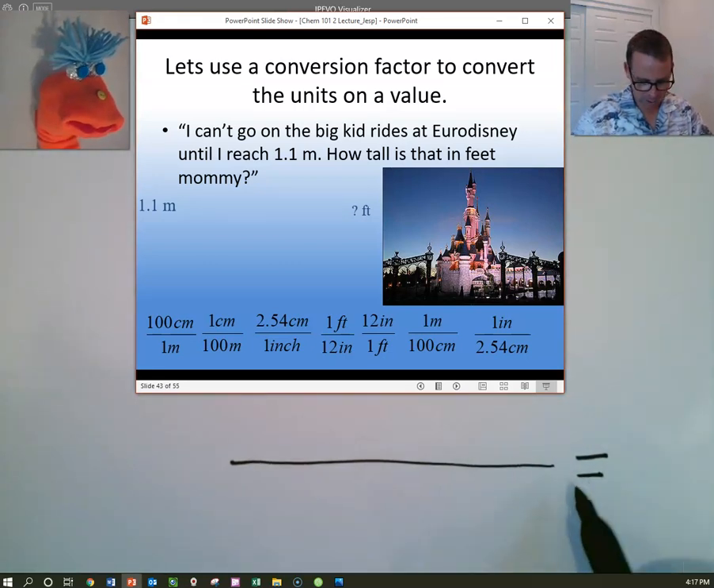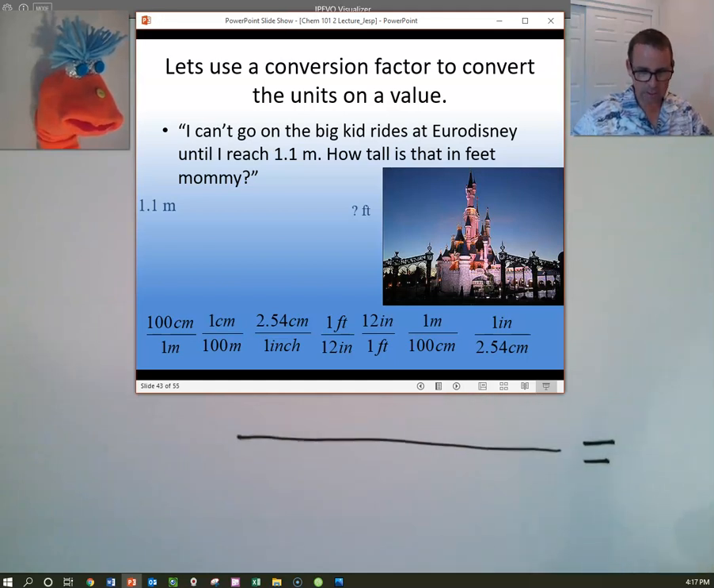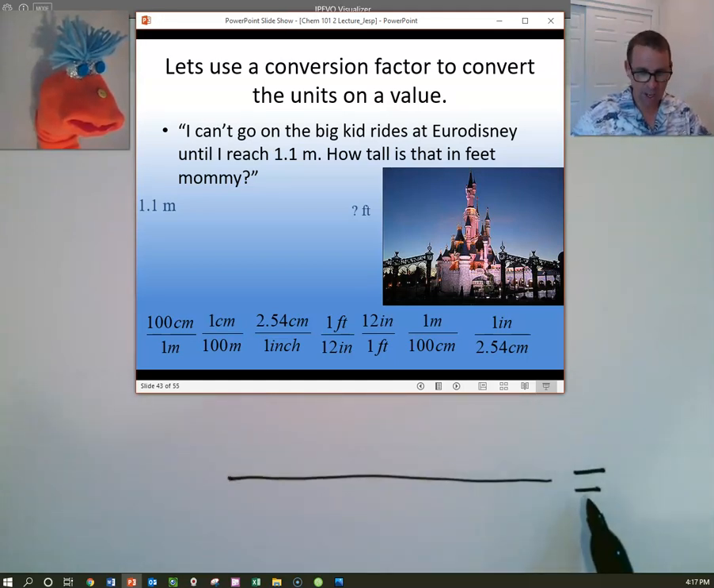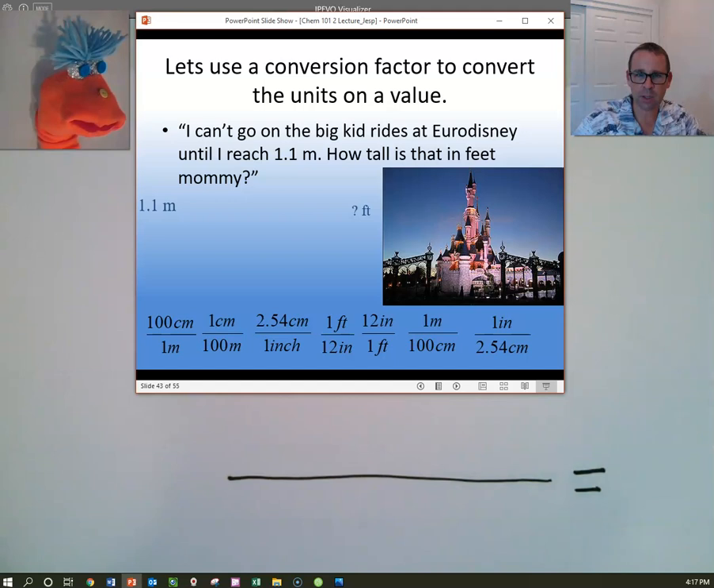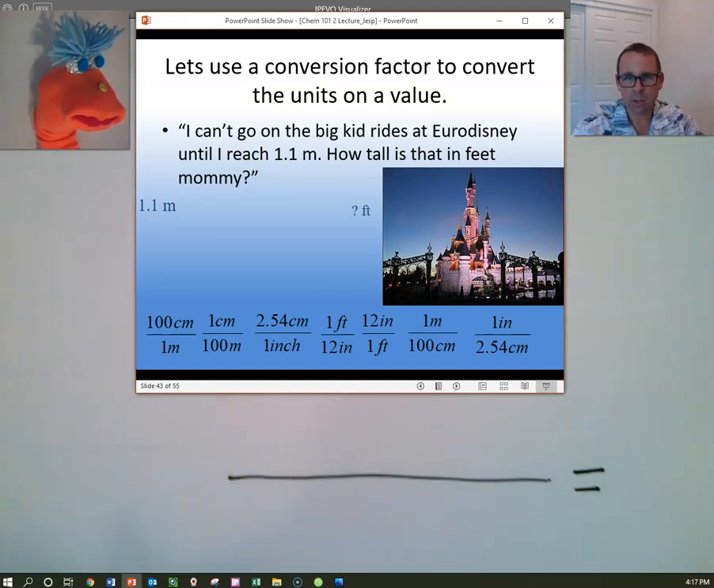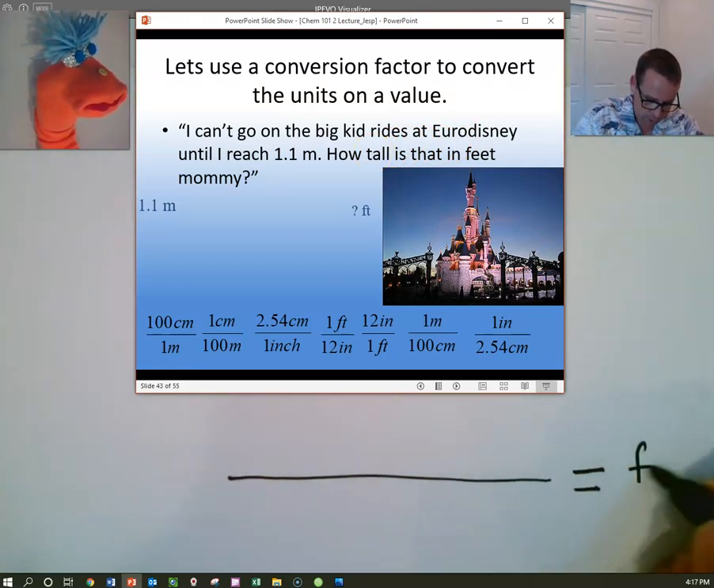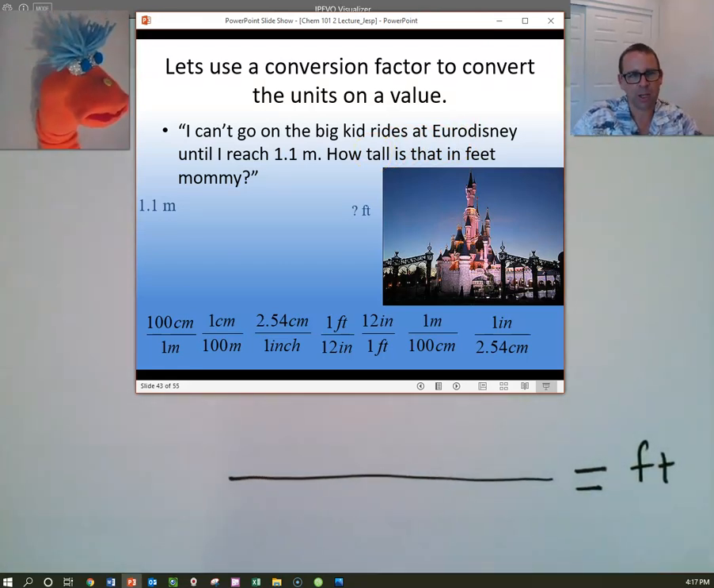After we write our equal sign and our line, then we write the units that we're after to the right of the equal sign. And that usually takes a little bit of time. You have to think about reading the question and find out what the units you're after. Can you tell what units you're after here? Feet. We want to know feet. That's right. Feet. So I'm going to write feet there.